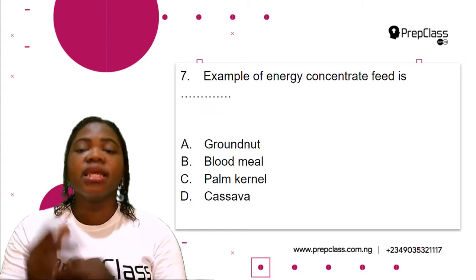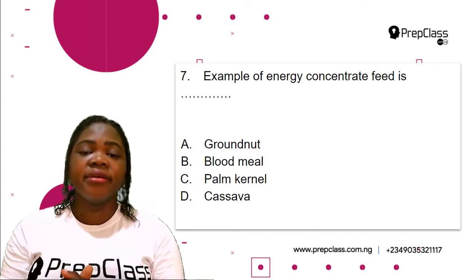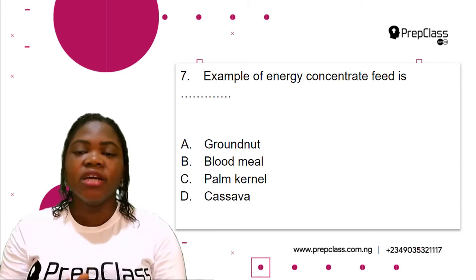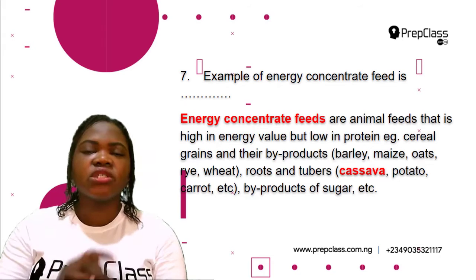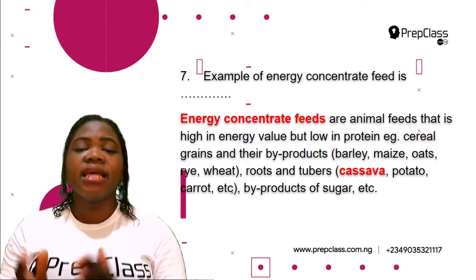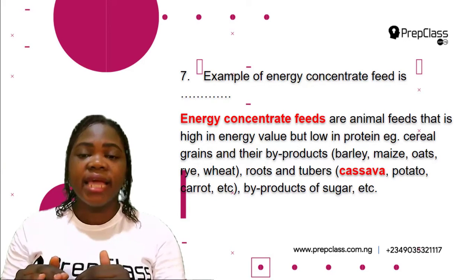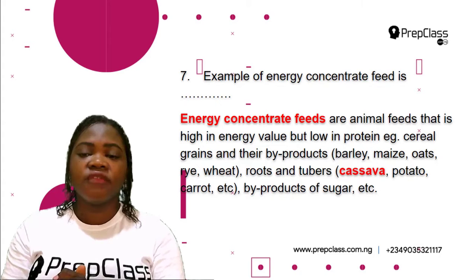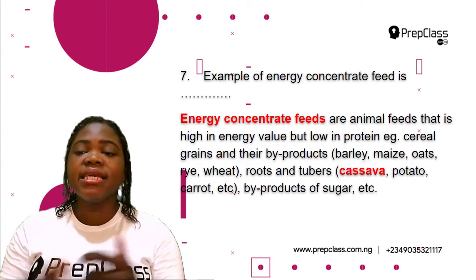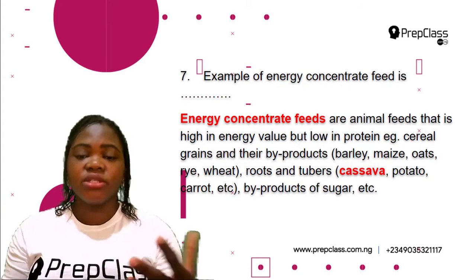Okay, question 7. Example of energy concentrate feed is dash. A, groundnut. B, blood meal. C, palm kernel. D, cassava. First of all, what does energy concentrate feed mean? Energy concentrate feeds are animal feeds that are high in energy value but low in protein. Examples of energy concentrate feeds are cereal grains and their byproducts. Examples are barley, maize, oats, rye, wheat, and the rest of them.